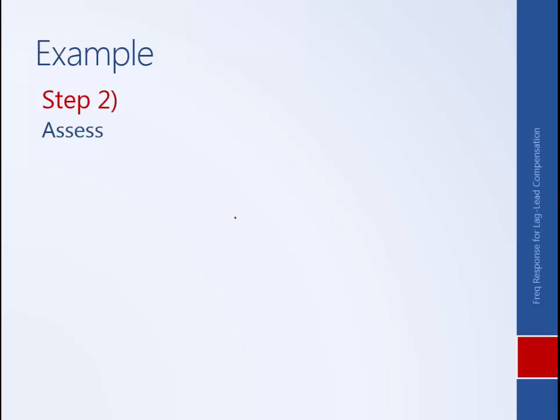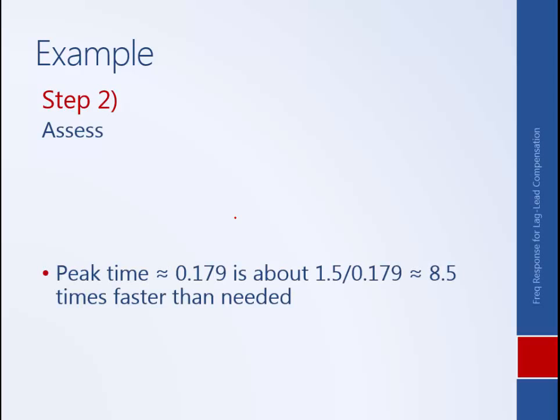In order to figure out how much we need to change the crossover frequency, we go ahead and look at the Bode plot. So the peak time that we achieved was 0.179 seconds. Our requirement was only 1.5 seconds, so we're basically 8.5 times faster than necessary. We're going to use this proportion in peak time as a measure of how much to change the crossover frequency, because crossover frequency corresponds to speed of response.